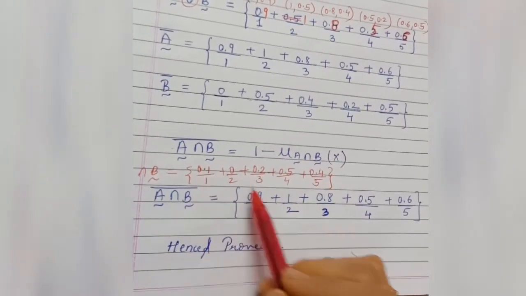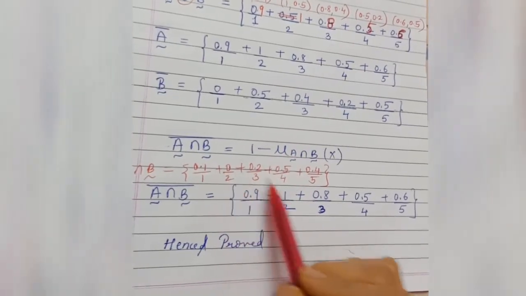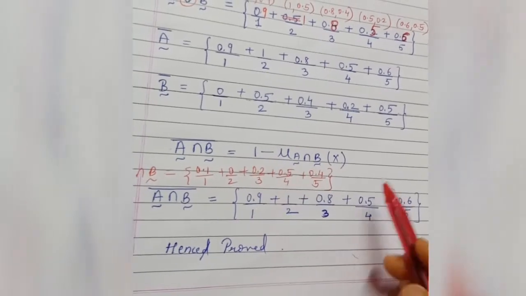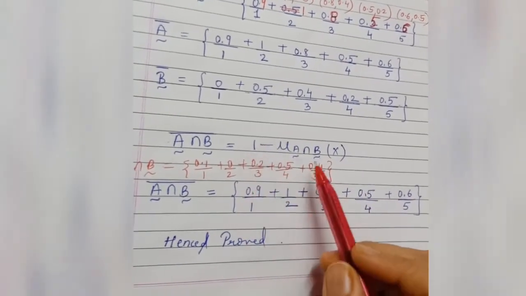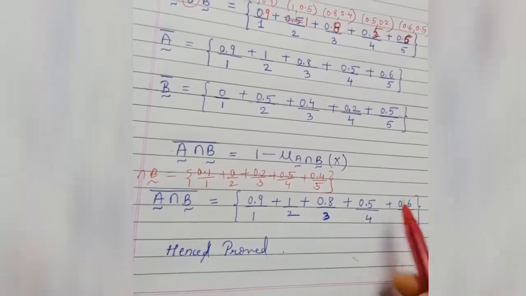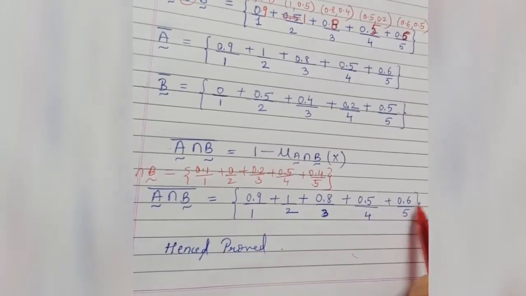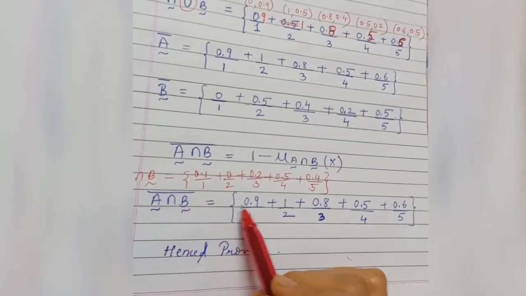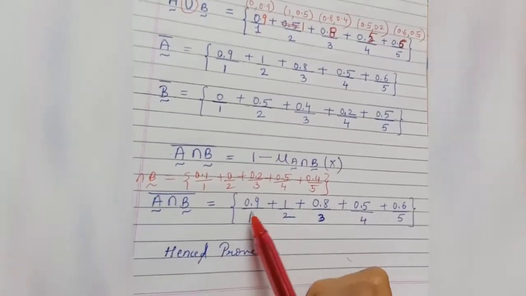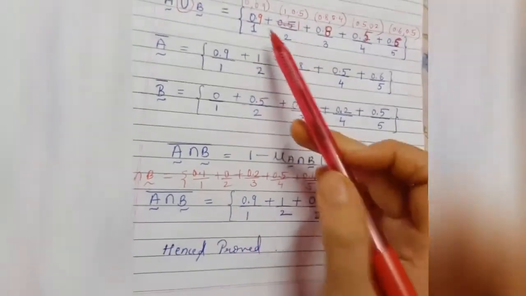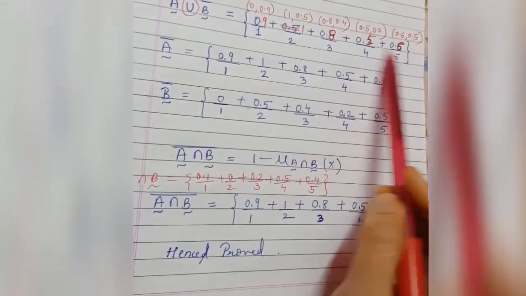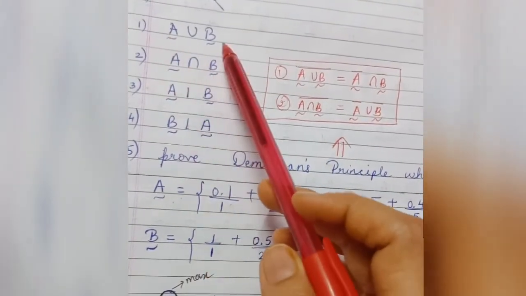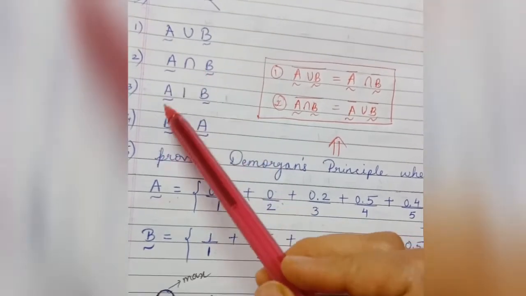1 minus 0.1 is 0.9. 1 minus 0 is 1. 1 minus 0.2 is 0.8. 1 minus 0.5 is 0.5. And the last element, 1 minus 0.4 is 0.6. So write it in this form. These are all the elements of A intersection B whole complement, which is the LHS. Here LHS equals RHS. Hence proved.